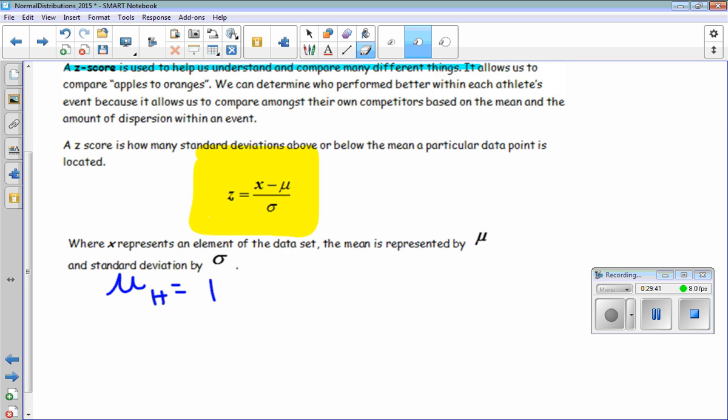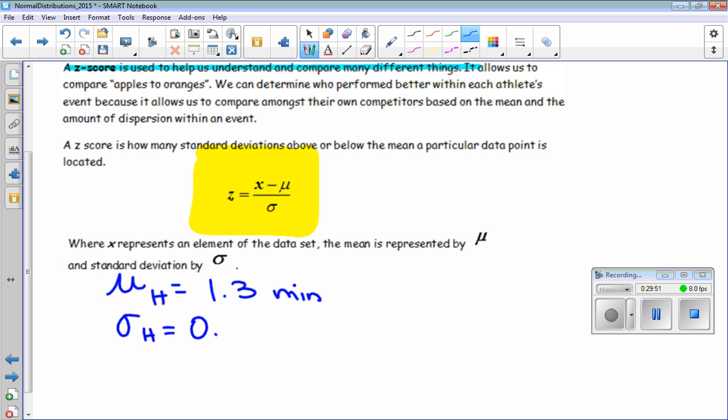Let's do it, and we'll say 1.3. I know that's not 1 minute, 30 seconds, but we'll say 1.3 minutes, not seconds, okay? Let's say that the standard deviation for the hurdles was 0.6 minutes. No, we're going to say 0.2 minutes.